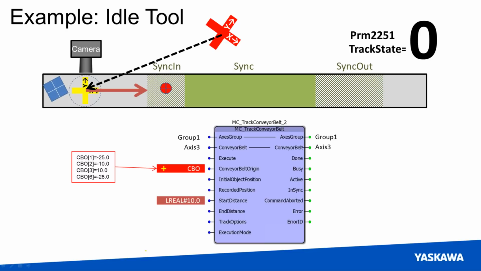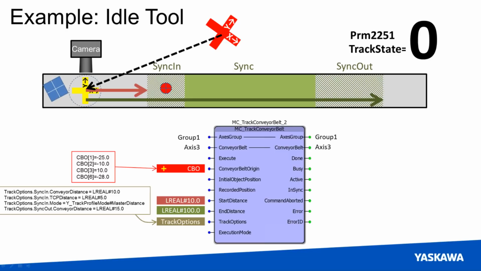Next thing I need to define is the beginning and end of my synchronization zone. So I can put in my start distance just as a fixed number. I can put in my end distance just as a fixed number. So in this case, I have a total of 100 units from the conveyor belt origin, but we're not going to start until 10. So the total synchronization distance, including the sink in, the sink, and the sink out, will be 90 units of the conveyor.